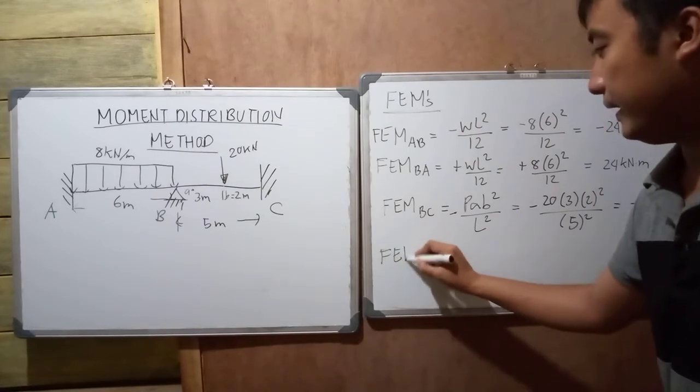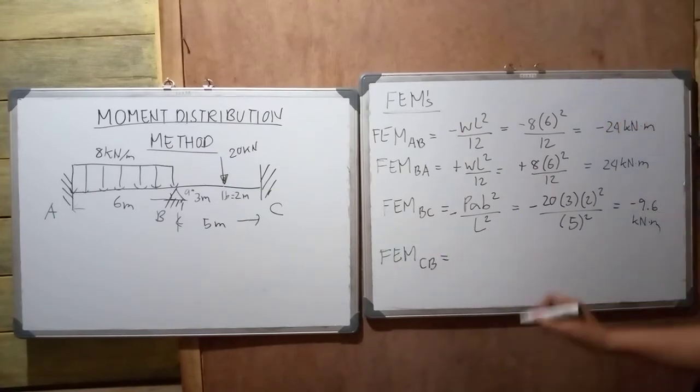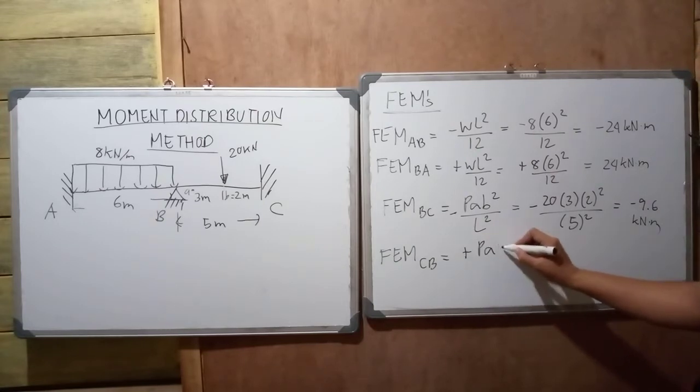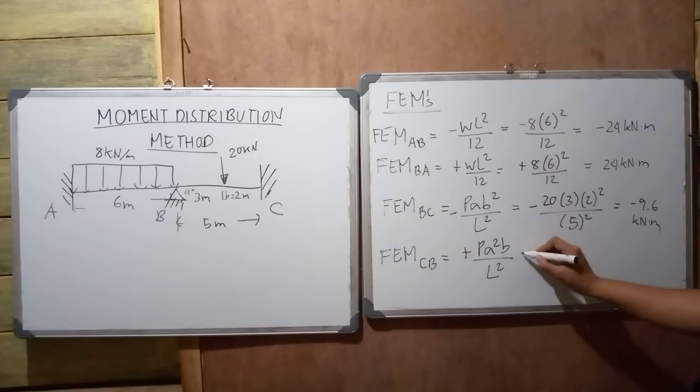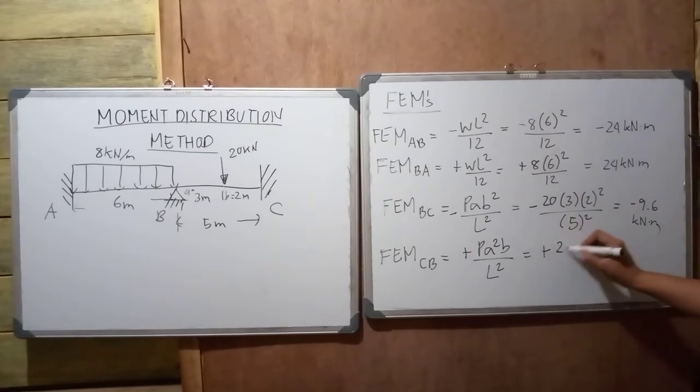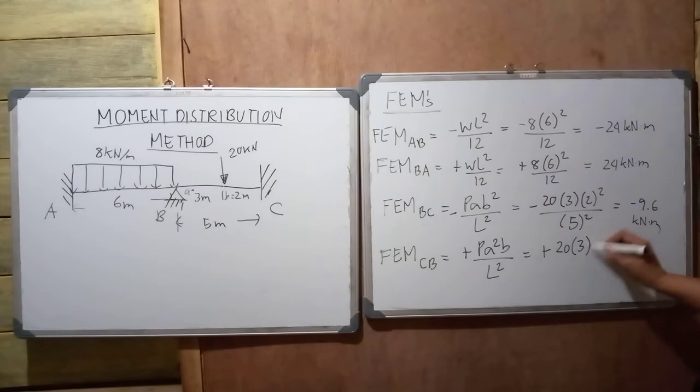Then, therefore, FEM CB is equivalent to positive PA squared B over L squared. So, positive 20 times 3 squared times 2 over 5 squared. So, is our answer correct? 3 squared is 9, times 2 is 18, times 20 is 360, divided by 25. So, this is positive 14.4 kilonewton meter. Okay? Please check it yourselves.